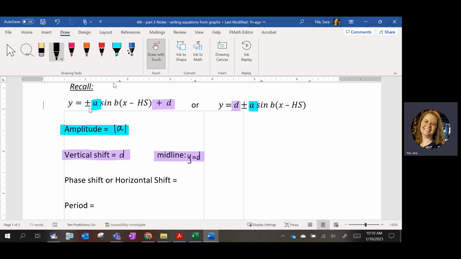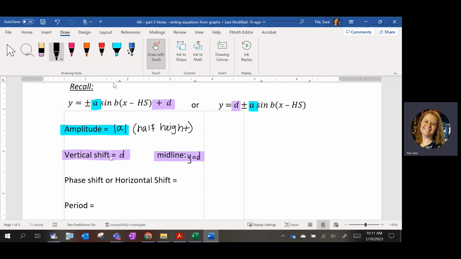So notice I have a plus or minus in front of the A because it could be positive, it could be negative, okay? But the absolute value is what the amplitude is. So the amplitude itself is always positive, okay? If you want to put in parentheses that it's half the height, you can do that. Because if you can figure out the height of your graph, that's your maximum to your minimum, cut that in half, and that's your amplitude. Okay, halfway between the maximum and minimum, that's your midline. Amplitude is measured from the midline to the maximum or from the midline to the minimum.